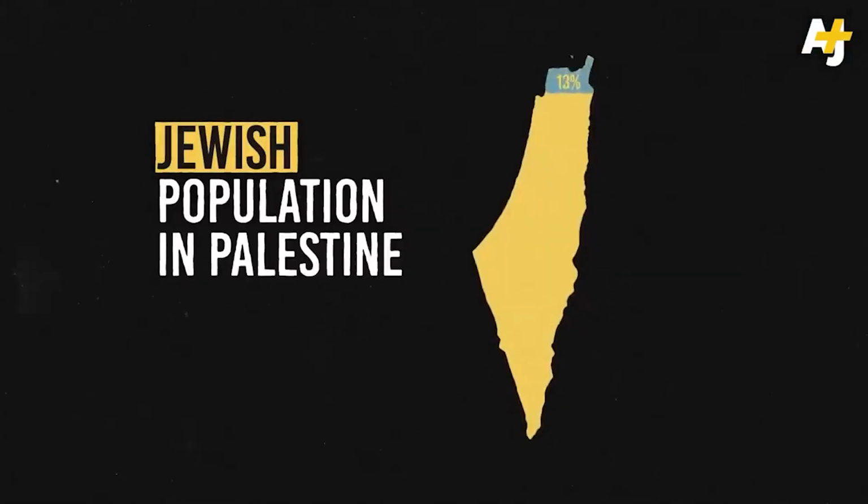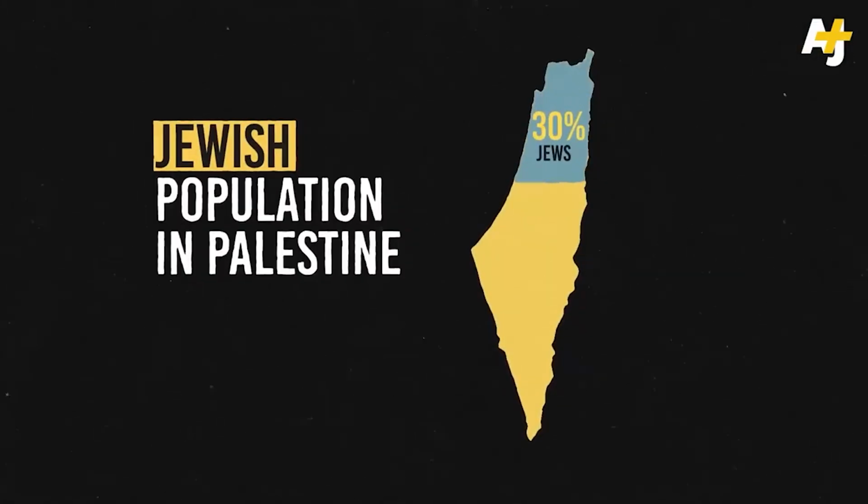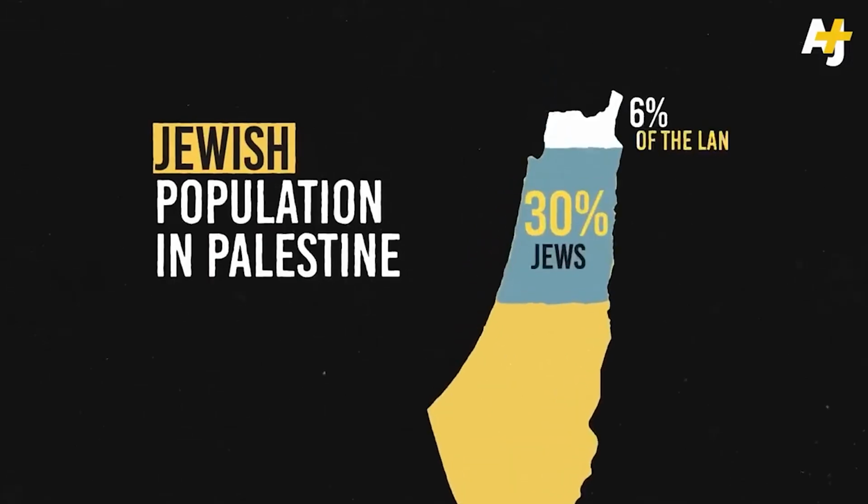British rule, Jews had gone from 10% to 30% of the population and owned about 6% of the land.